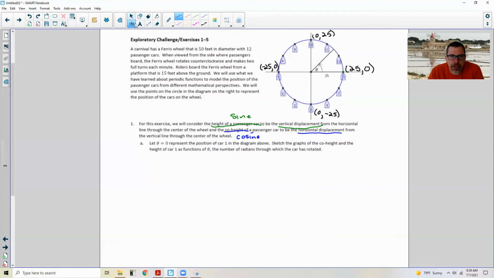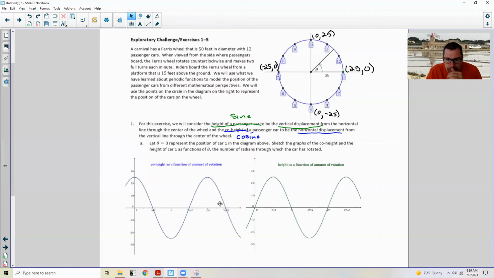Okay, so I have the graph here already, and I'll just discuss where it came from. The co-height, as I said, is the cosine function. So car 1, we're at 25, 0. We're graphing the cosine. So at car time 0, we're at 25 feet, to the right, co-height, not above, to the right. Then at pi over 2, we're over 0.